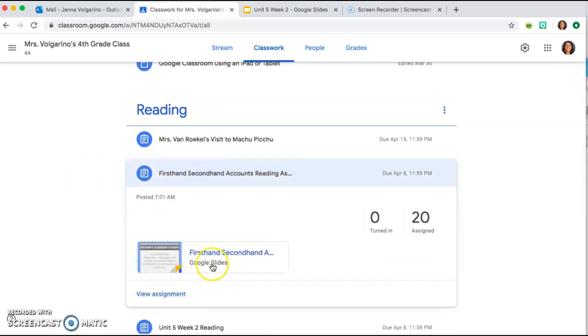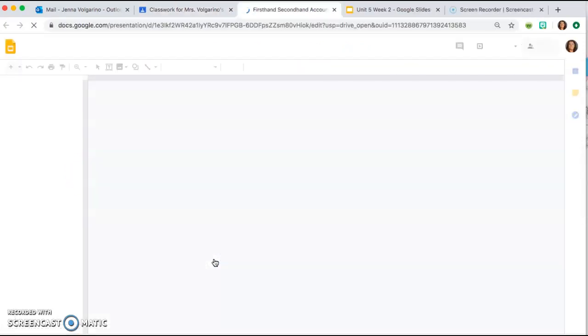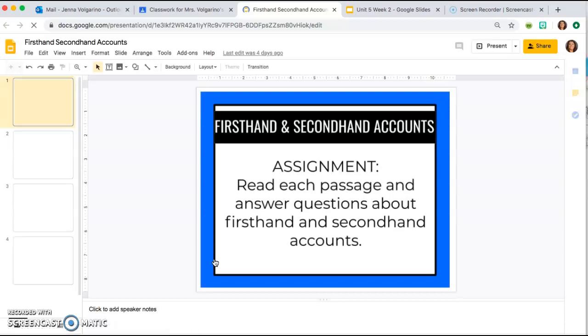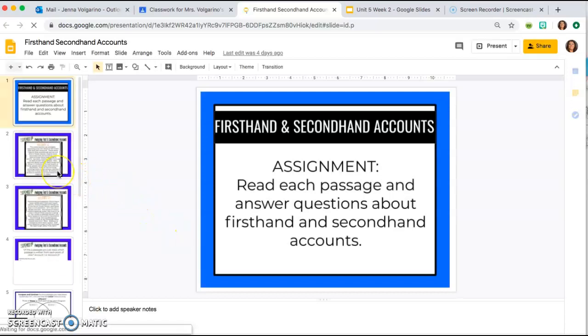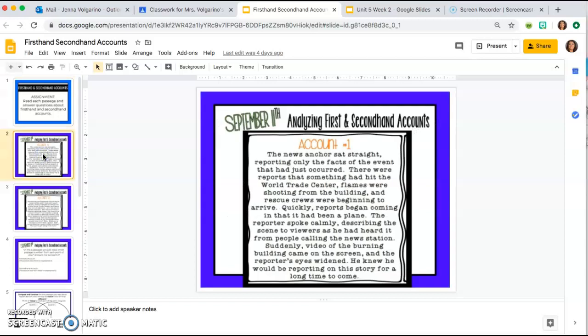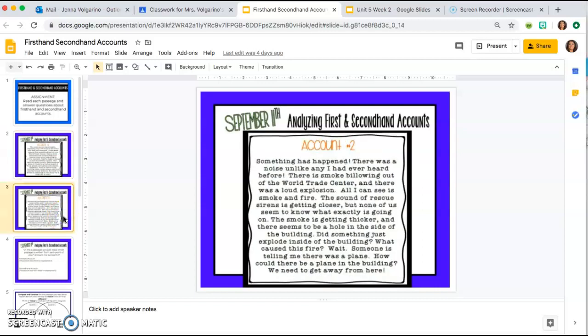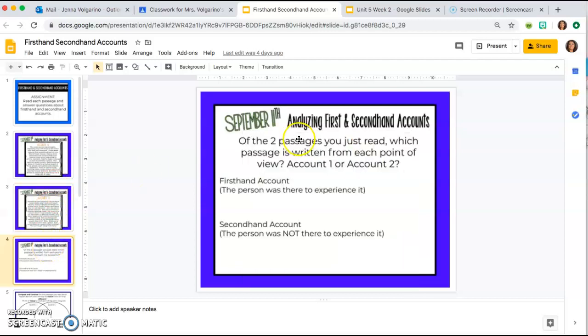Here is your assignment, reading assignment, first-hand, second-hand accounts. Let's take a look at this quick. Okay, it says read each passage and answer questions about first-hand and second-hand accounts. So after I've learned about what that is in the last presentation, I can go ahead and do this assignment. So I need to read each of these short stories. So we have September 11th, account 1. In account 2, I need to read those. I might need to reread them a couple times. And then I need to answer these questions.